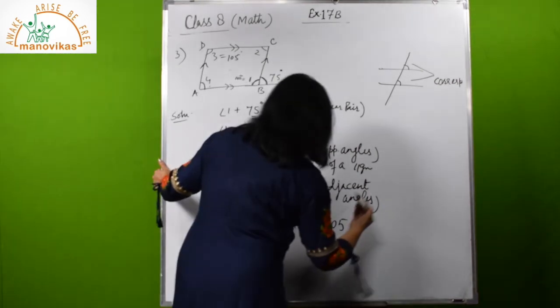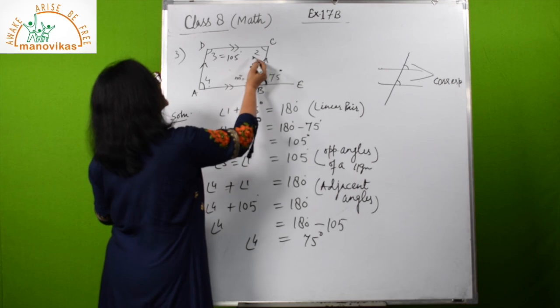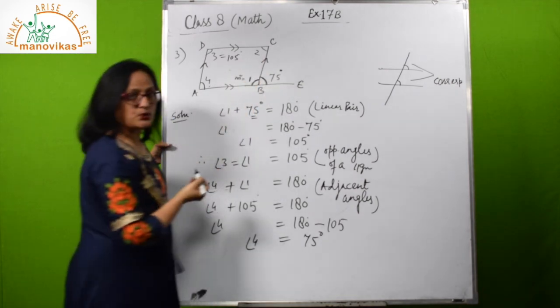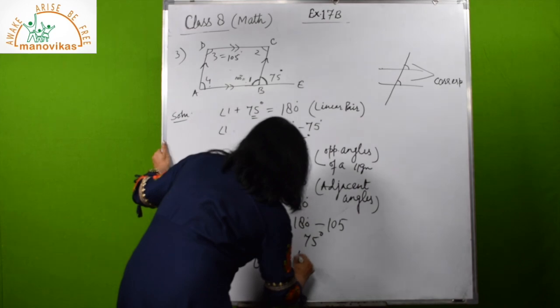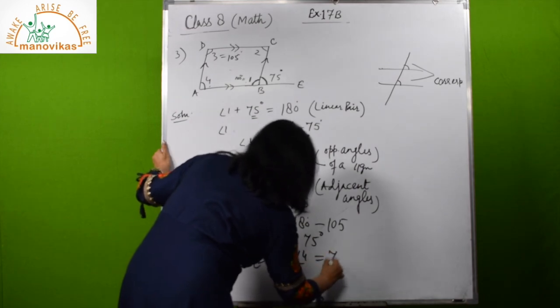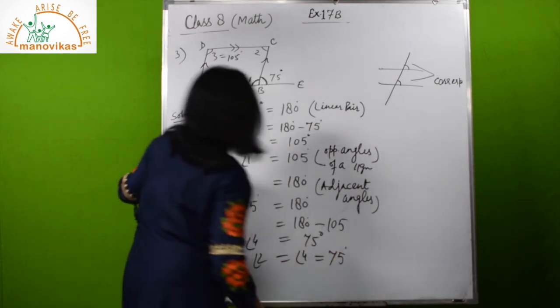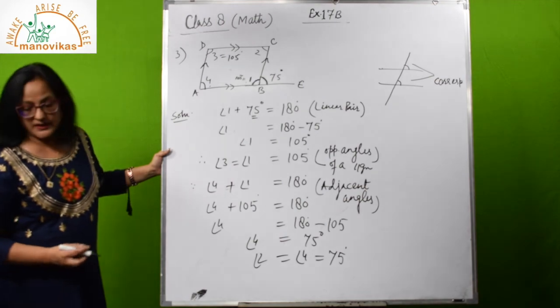So angle 4 is 75 degrees, and angle 4 and angle 2 are equal. So angle 2 is equal to angle 4, and that is equal to 75 degrees. So we have found all the angles here.